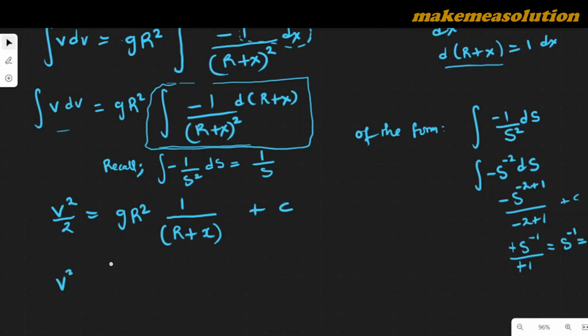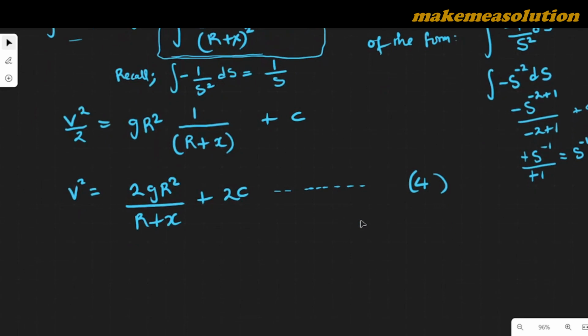So v squared is equal to what? We have 2gr squared all over r plus x plus 2c. Is that okay? So we can call this equation 4.